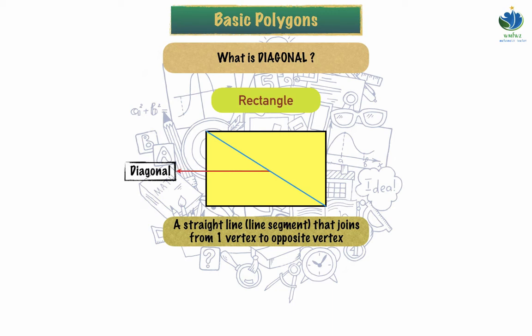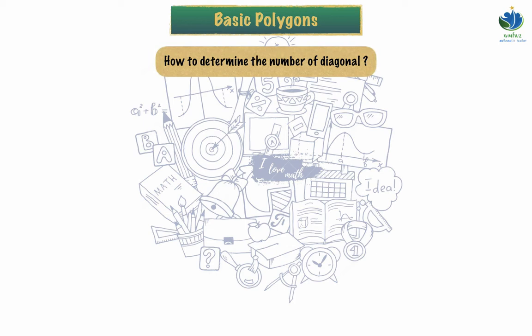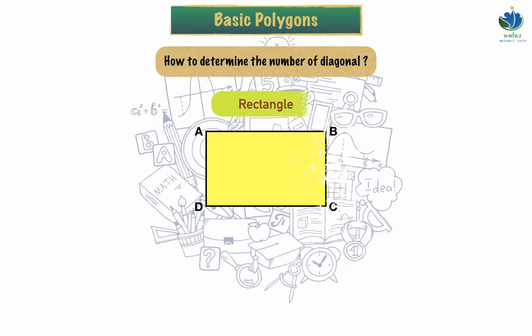So that means that a triangle has 0 diagonals. How about the rectangle? How many diagonals do we have in a rectangle? Now, how to determine the number of diagonals? Again, I will use the example of a rectangle. Now I label this rectangle as A, B, C, and D. So let's calculate how many diagonals we have in a rectangle.